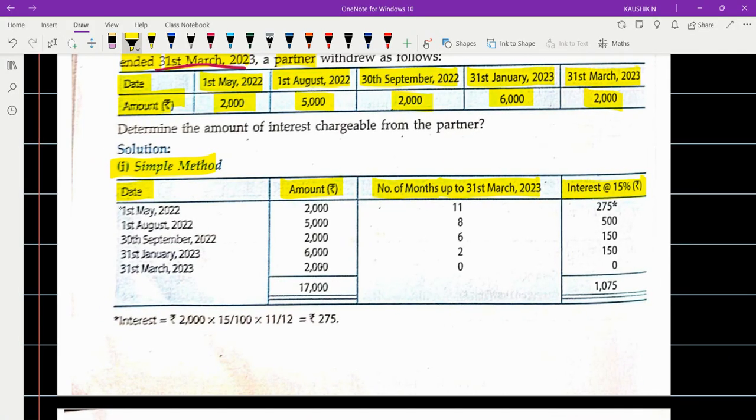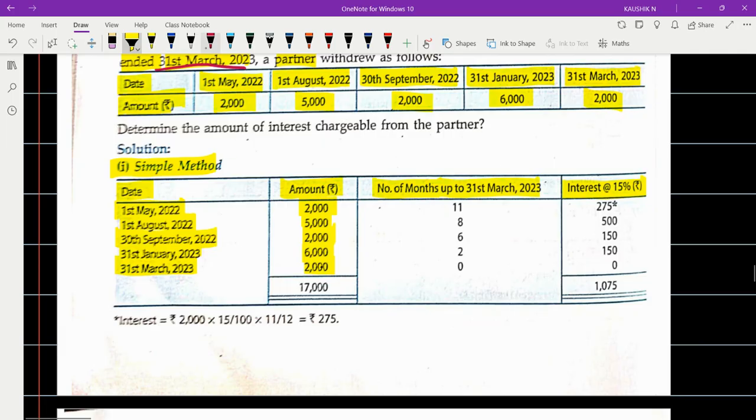So first you record here 1st May 22. The next is 1st of August 22. The next is 30th of September 22. The next is 31st of Jan 23 and then 31st of March 23. So first you are recording as per the question given to you. Next, in the amount column, you record the amounts withdrawn: 2000, 5000, 3000, 6000, and finally 2000. Any doubt in this?